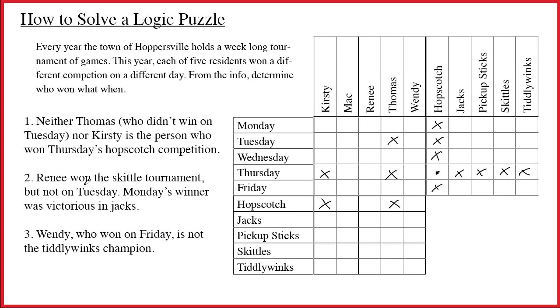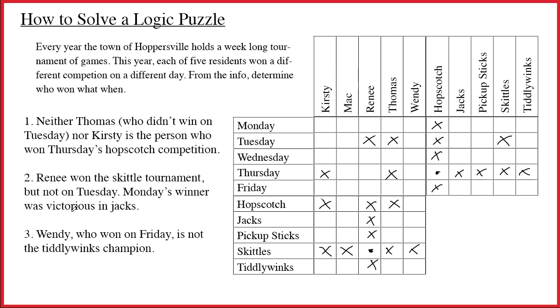All right, next sentence. Renee won the Skittles tournament, but not on Tuesday. So Renee won Skittles. There's another dot. And as soon as you put in a dot, go ahead and put in the relevant X's. She won Skittles, but she didn't win it on Tuesday. So Renee did not win on Tuesday. But moreover, that means that Skittles couldn't have been on Tuesday. And so let's go to Skittles on Tuesday and get another X.